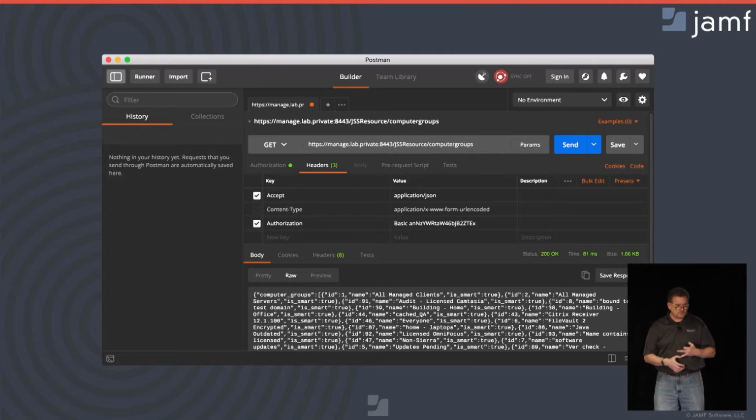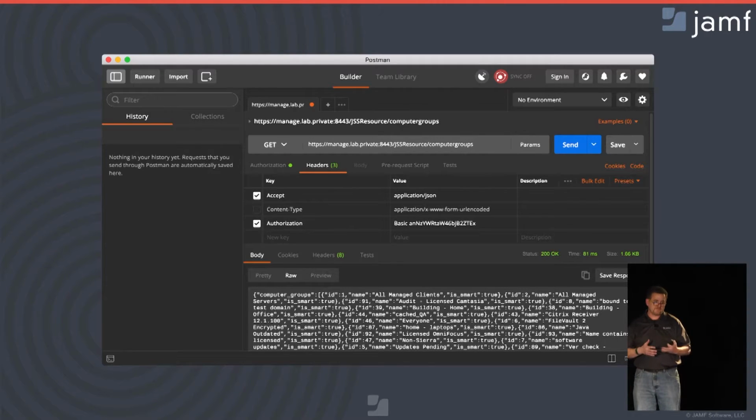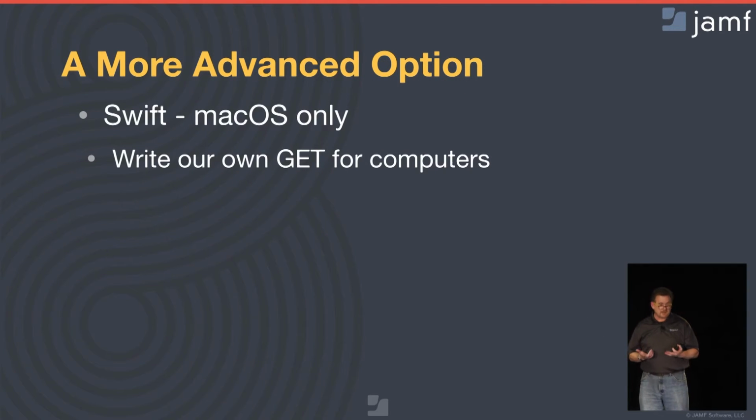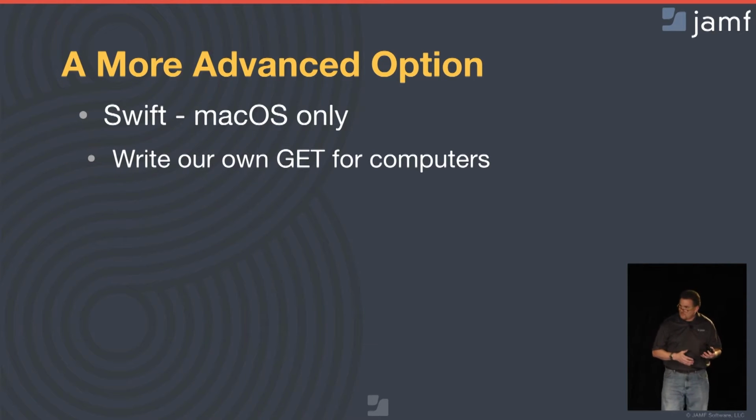So we've got some nice GUI tools. We can do some scripting. GUI tools are nice, they're easy to use, but they might be focused on something that I'm not interested in doing. So bumping it up a little bit, we can look at Swift. Maybe write our own GET. Once I'm comfortable with that, maybe I can add posting or putting. Once I'm comfortable with that, I can move beyond just computers to maybe policies, smart groups, do all sorts of things.